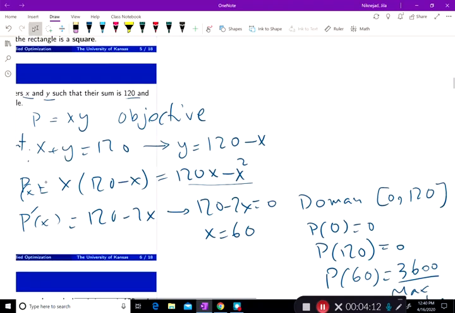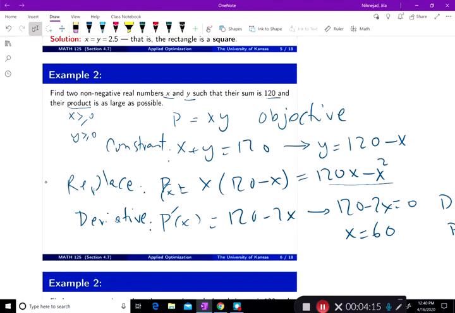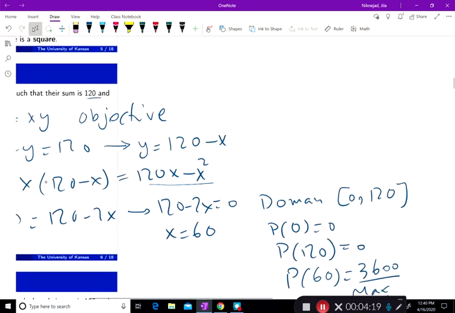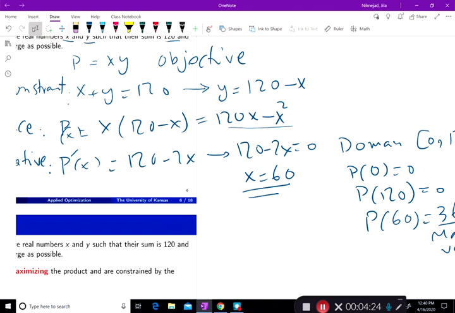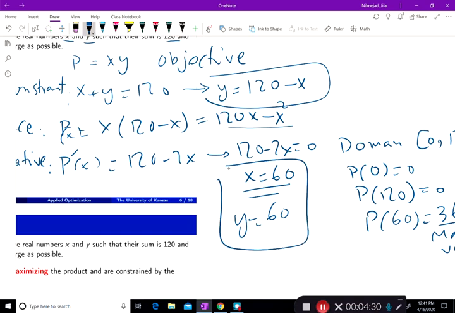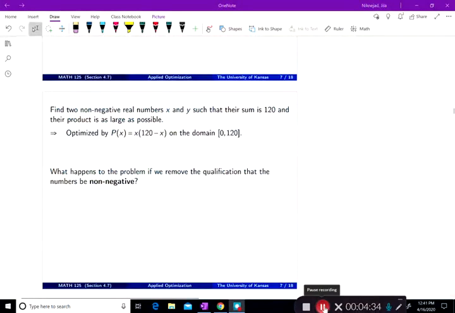And the question is asking find two non-negative real numbers, x and y. And so I found x over here, use the equation for y when we solved for y to find y. Y is going to be also 60. And these two are the answers. So we figured out how to solve example 2 when x and y were two non-negative numbers.